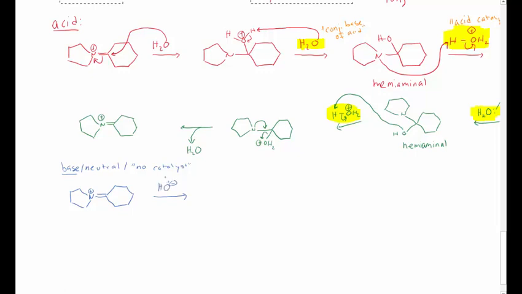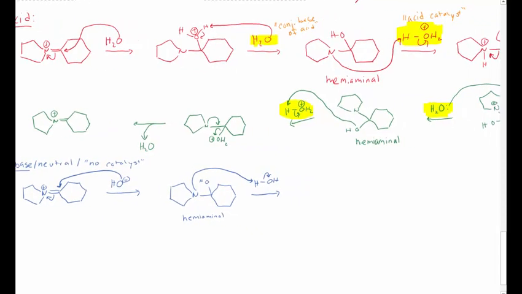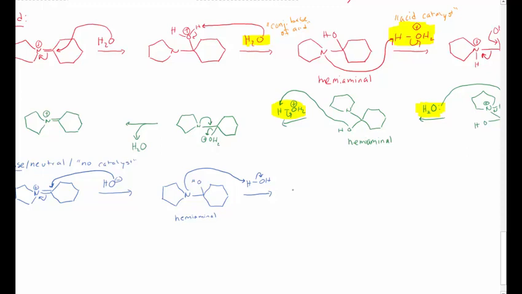So my hydroxide ion can attack, and that gives the neutral hemiaminal structure directly. The hemiaminal can get protonated at nitrogen by water, which was the conjugate acid of the strong base that we used.